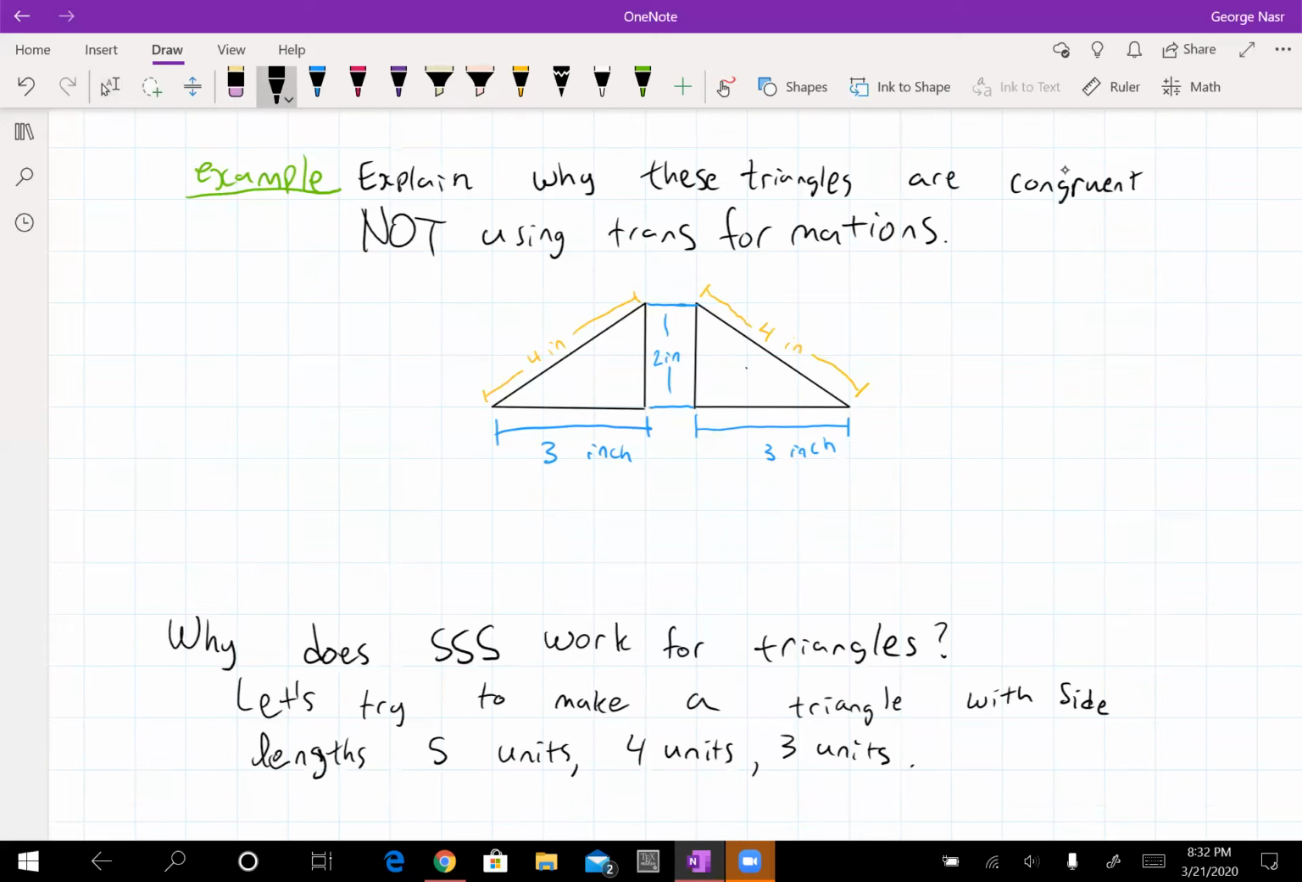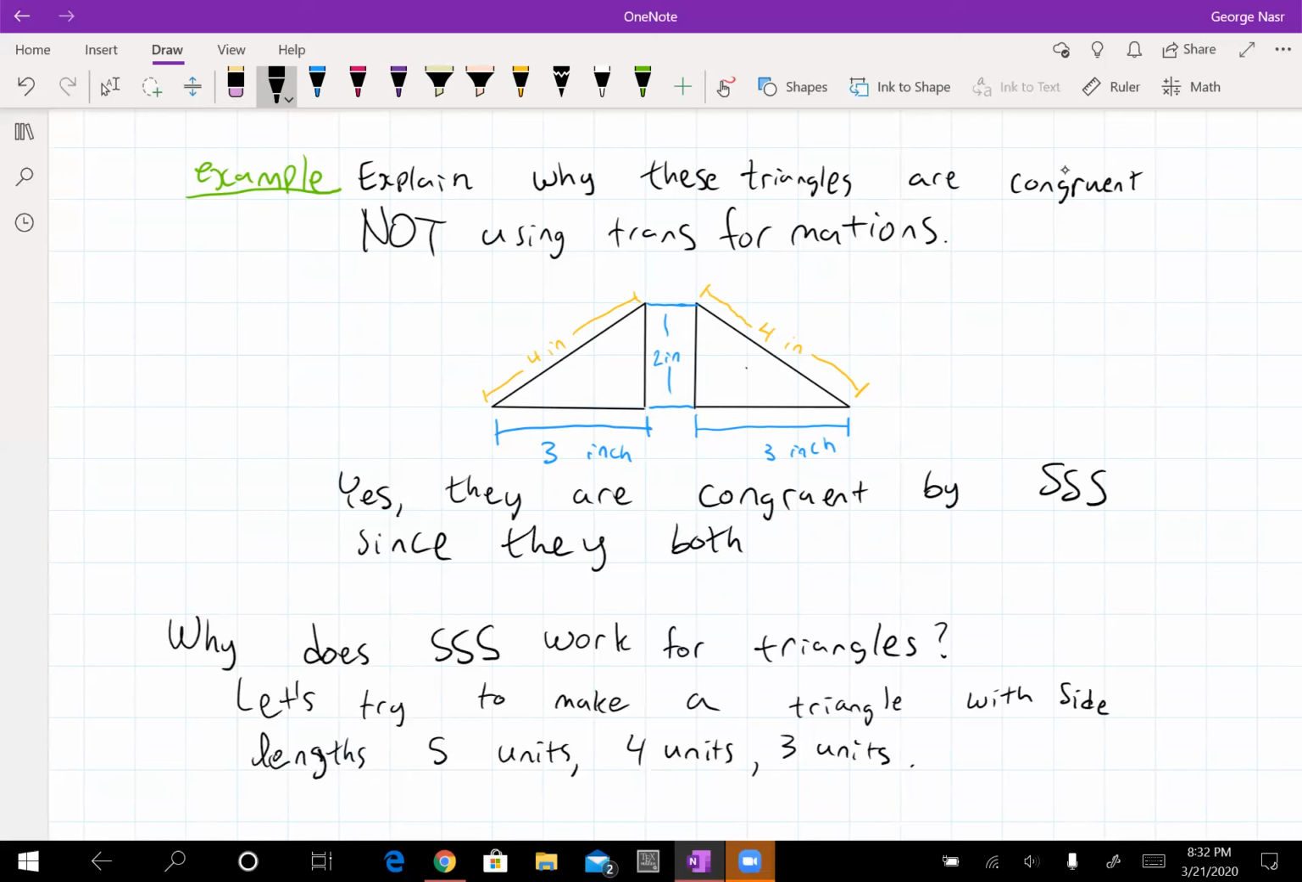So the answer is yes. They are congruent by SSS since they both have side lengths 3, 2, and 4. Right, so by side, side, side, since both triangles have sides of length 2, 3, and 4, they must be the same triangle.